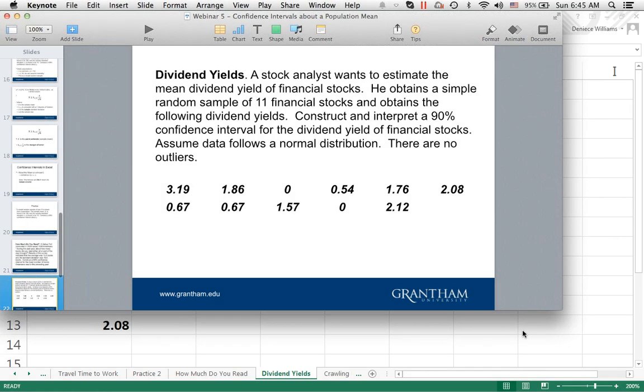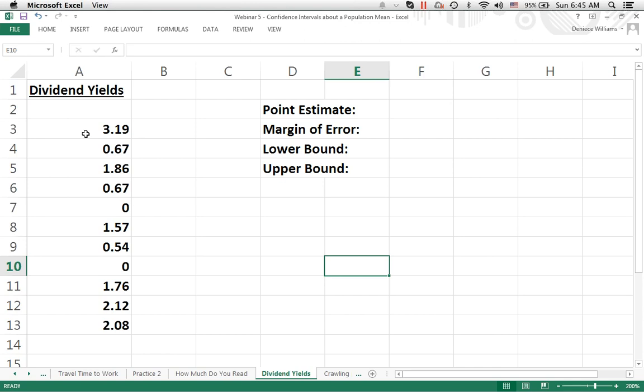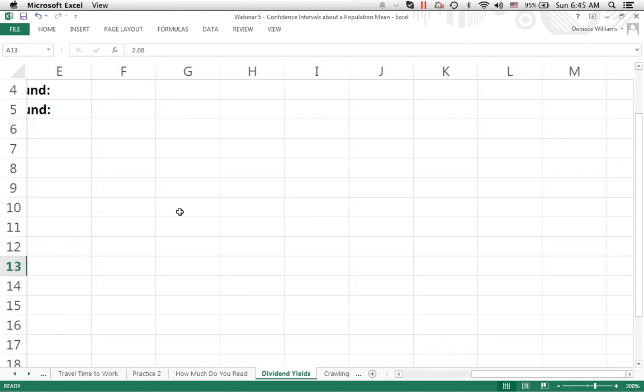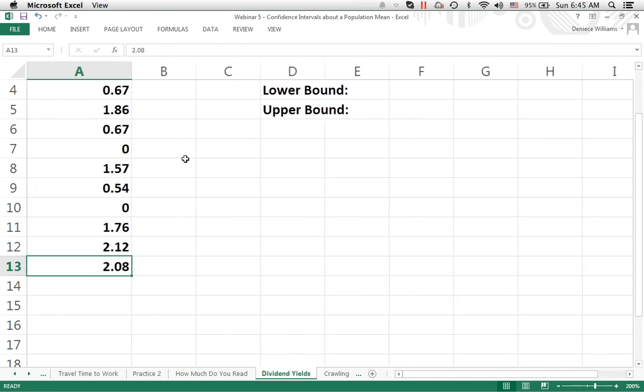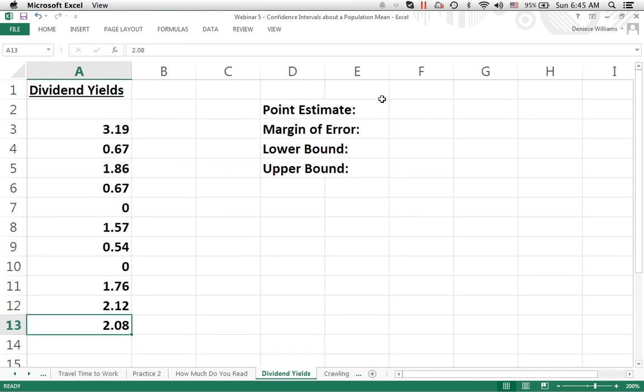So what we have to do for this one, it's a little different from what we've been doing before, is we put in the raw data into Microsoft Excel, which I've done already. So these are the numbers. I've just copied them over into Excel. Now, once I have the numbers copied, I still have to come up with my point estimate, my margin of error, my lower bound, and my upper bound. Now, how do I do this? I can do it two ways.